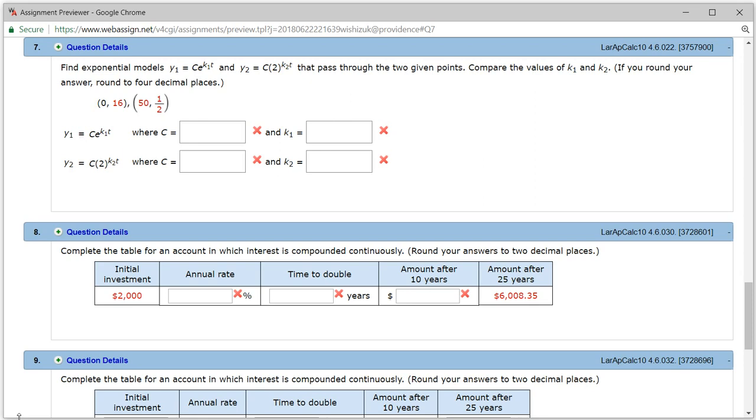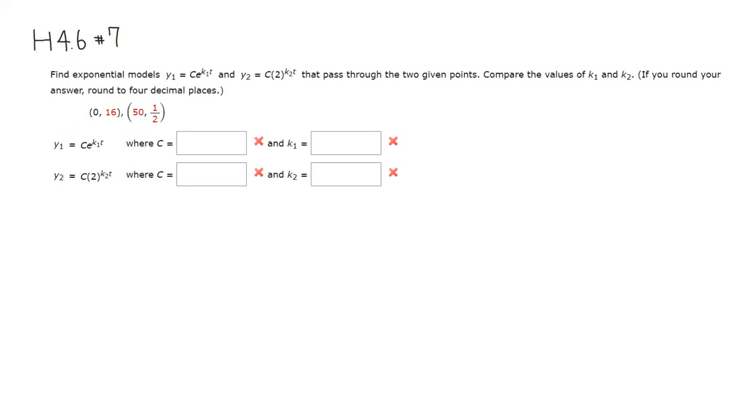All right, let's look at homework 4.6, problem number 7. We have y equals c times e to the k1 t and c times 2 to the k2 t, and they're going through two given points. We just need to find the c value and the k1, k2 values. All right, so let's do that.